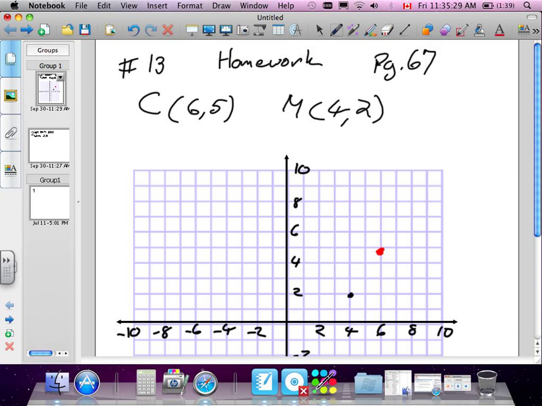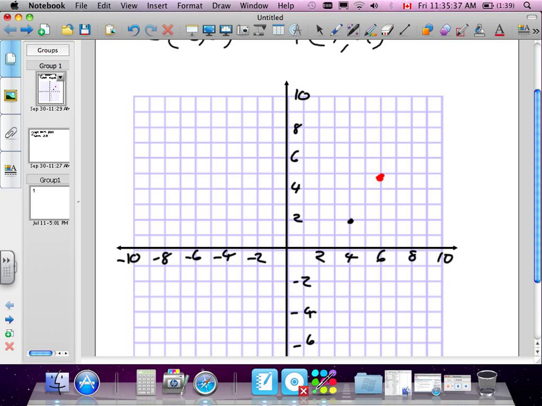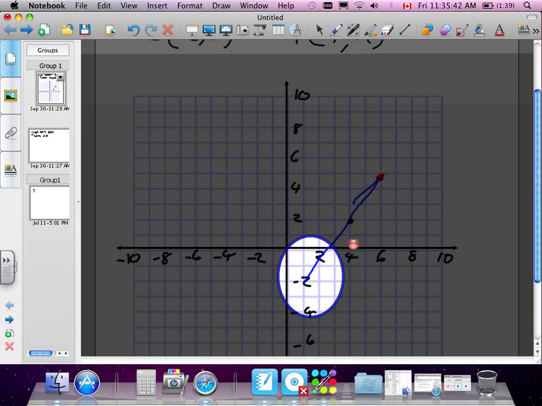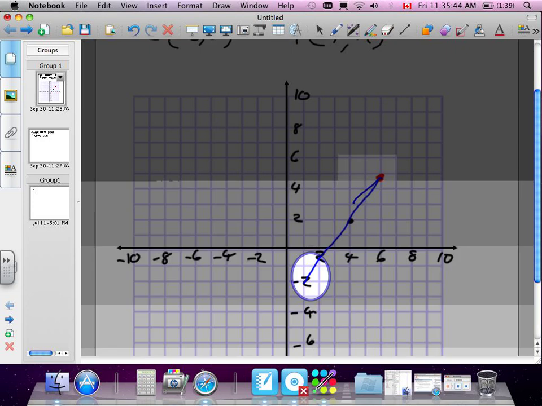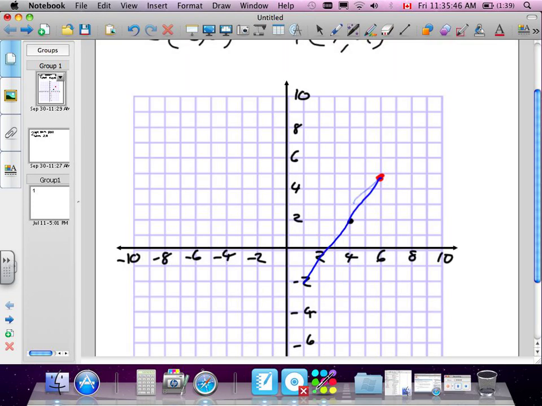Now what they're telling us is there is a line. Point C is one of the endpoints. And M is the midpoint of the line. We're trying to find the other endpoint. Somewhere in there we would imagine by guesstimating. But we're actually going to use math to solve this.